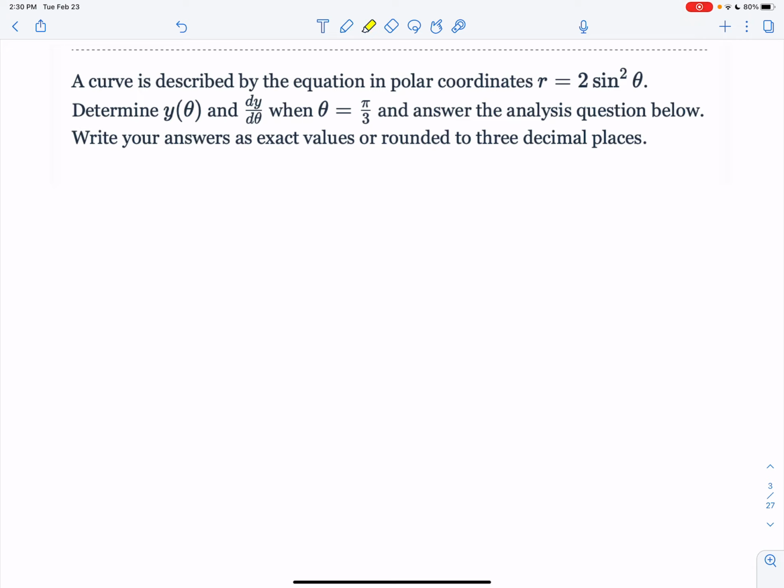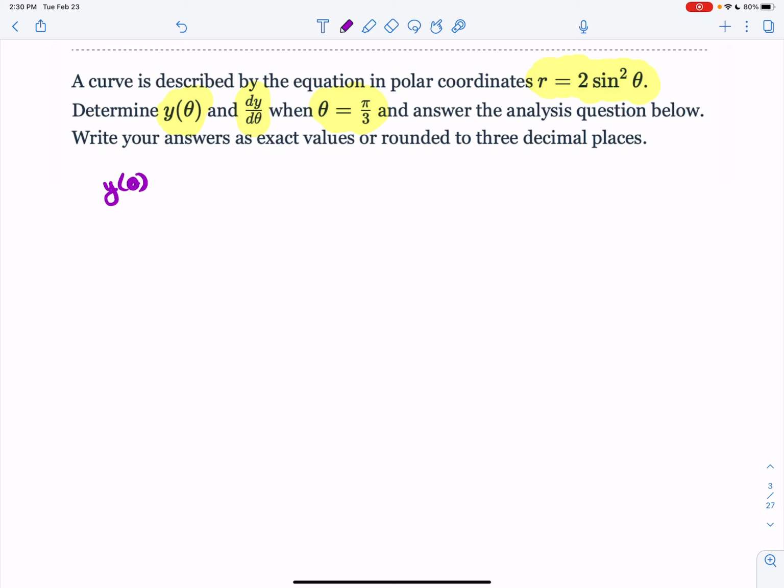Okay, so some important pieces of information that you want to notice. They give you an equation in polar form. They're asking you for y theta, dy d theta, specifically at pi over 3, and then we have to analyze it, right? Okay, so we'll break this down. First thing we want to do is we want to find y theta.